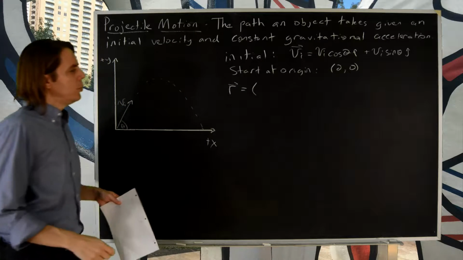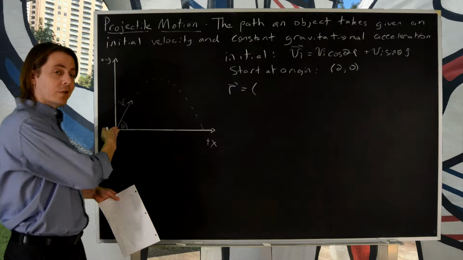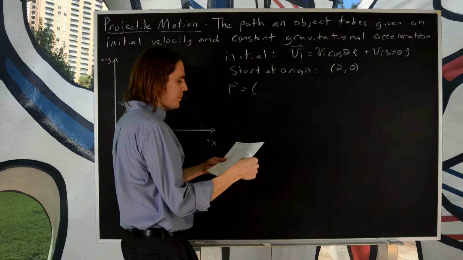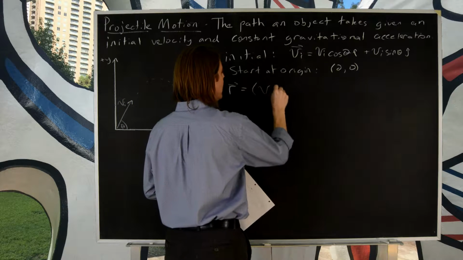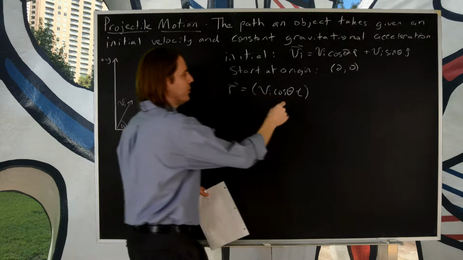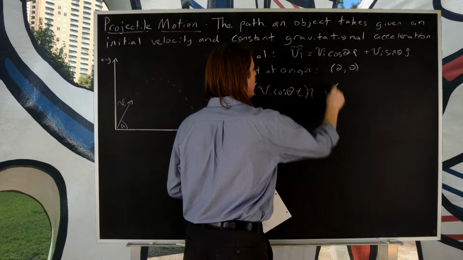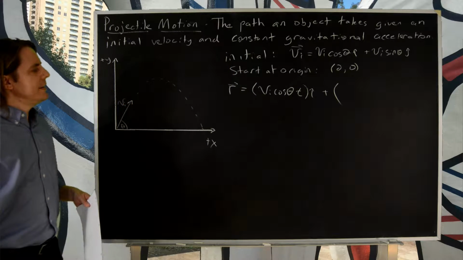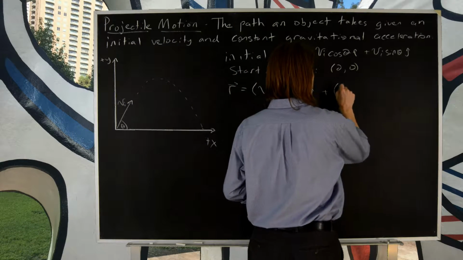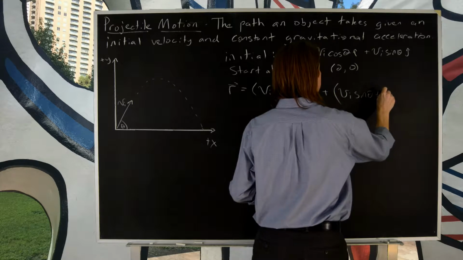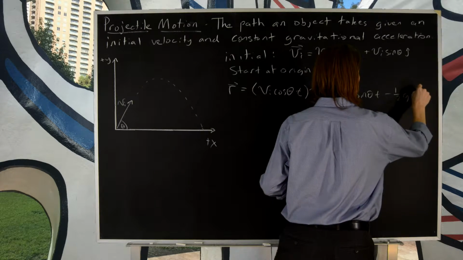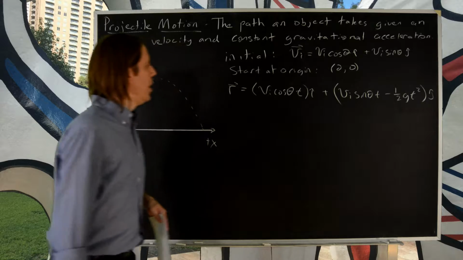So let's think about our 1D kinematics for x. X initial is 0, Vx initial right here. So we could say Vi cosine theta t, and then the acceleration of the x is 0. So that's really the whole thing, times i hat. And now we want to write the 1D kinematics for y. Y initial is 0. The velocity is vi sine theta t. And then we have the acceleration of the y, minus 1/2 g t squared, times j hat. There we go.